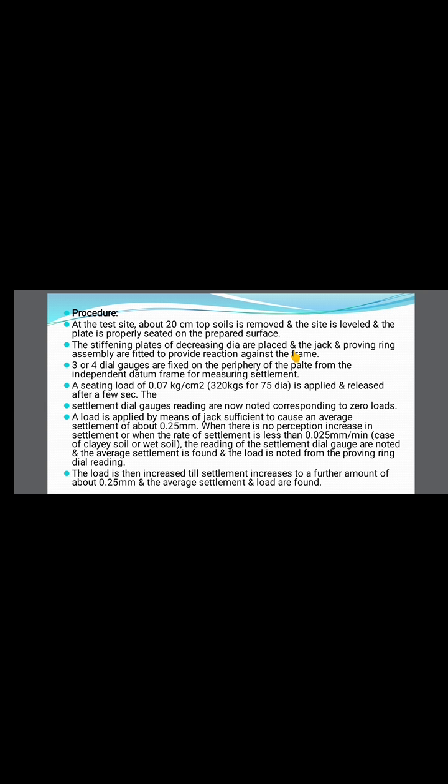The load is then increased till the settlement increases by a further amount of about 0.25 mm, and the average settlement and the load are found.